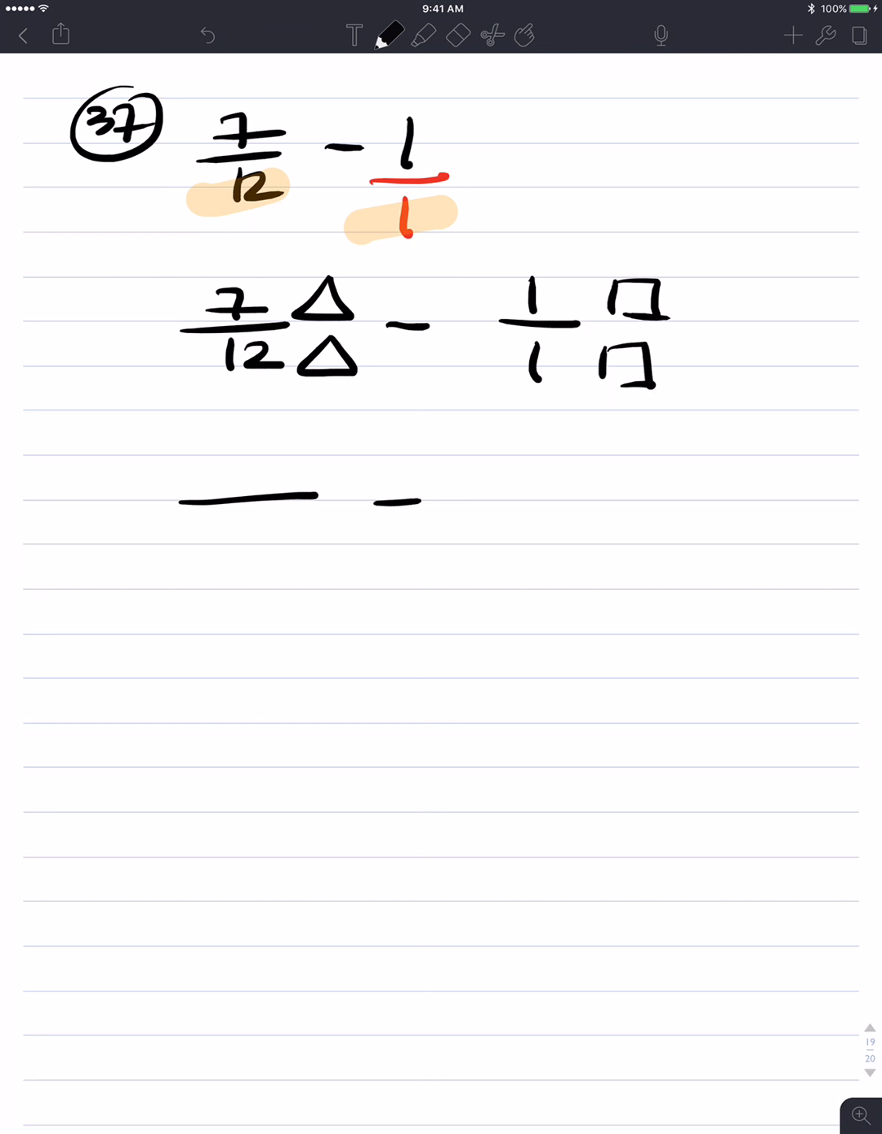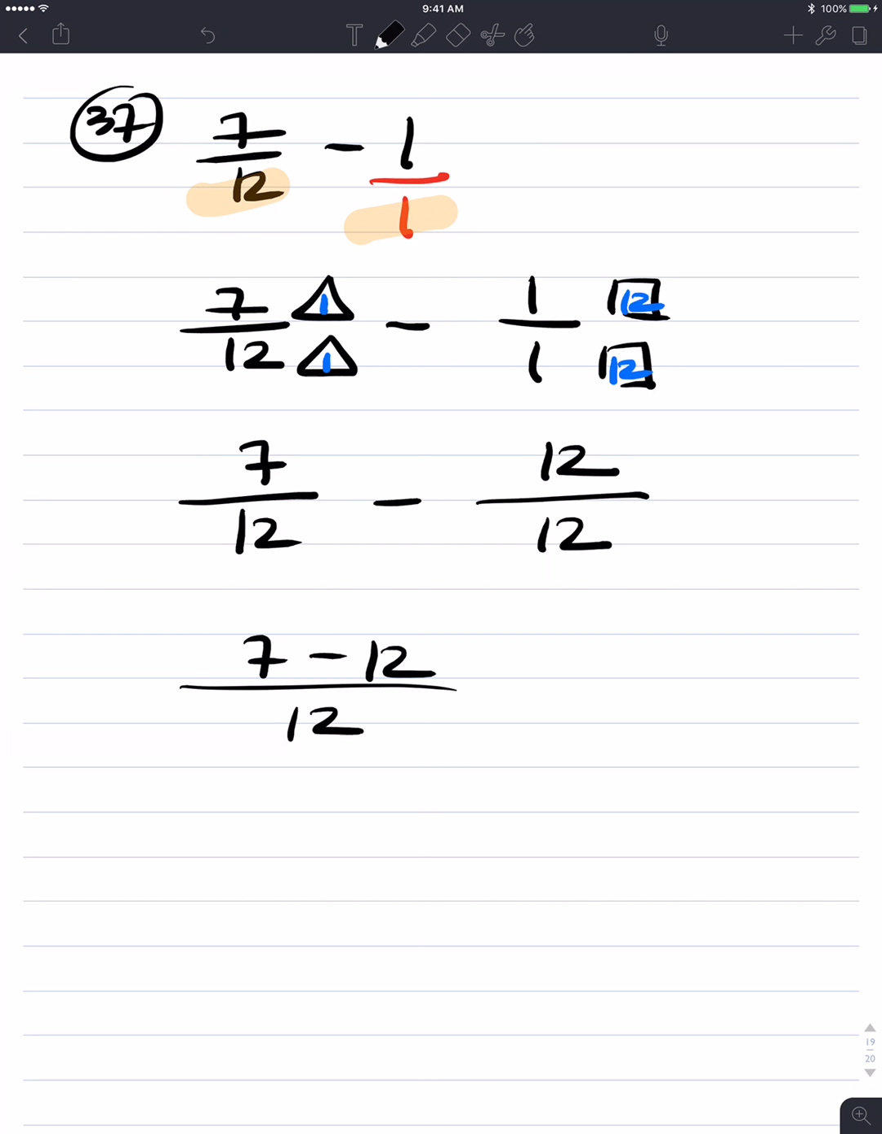So we need the LCM of 12 and 1, and it's 12. Now 12 times 1 is 12. This is what goes in my triangles. And 1 times 12 is 12, and 12 goes in our squares. So that we now have 7 times 1, which is 7, and 1 times 12, which is 12. We can subtract 7 with 12 over 12. Notice we get negative 5 over 12.